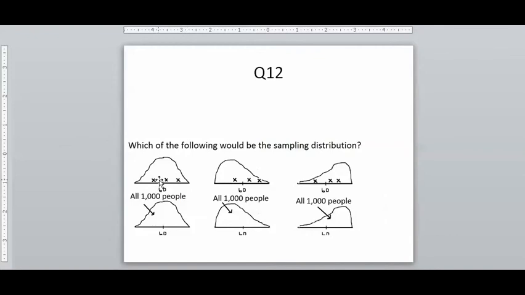So A is correct. B is not correct, and the bottom 3 aren't correct because these aren't sampling distributions. They're distributions of people, of the 1,000 population members.